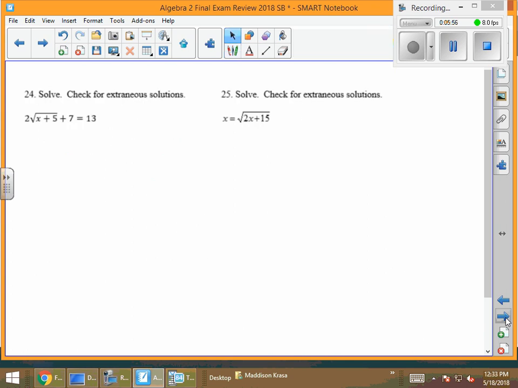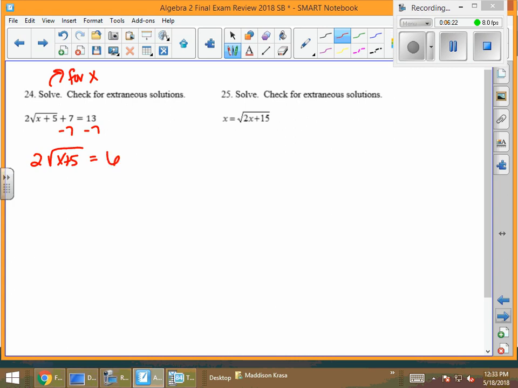All right, when we get to 24 and 25, this is solving and checking for extraneous solutions. So when we say solve, we mean for x, get x all by itself, okay, and then plug it back in to see if there are extraneous solutions. So first step, we want to get x by itself, we need to get that square root by itself. So we're going to subtract 7 from both sides. And then we will divide by 2.